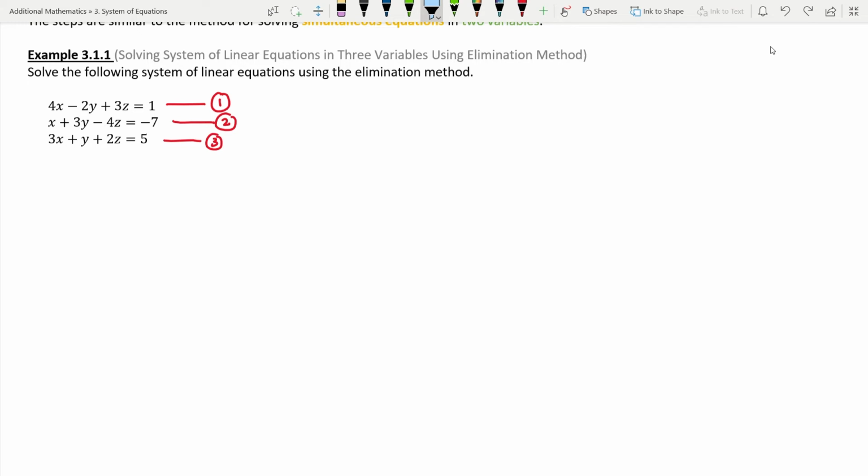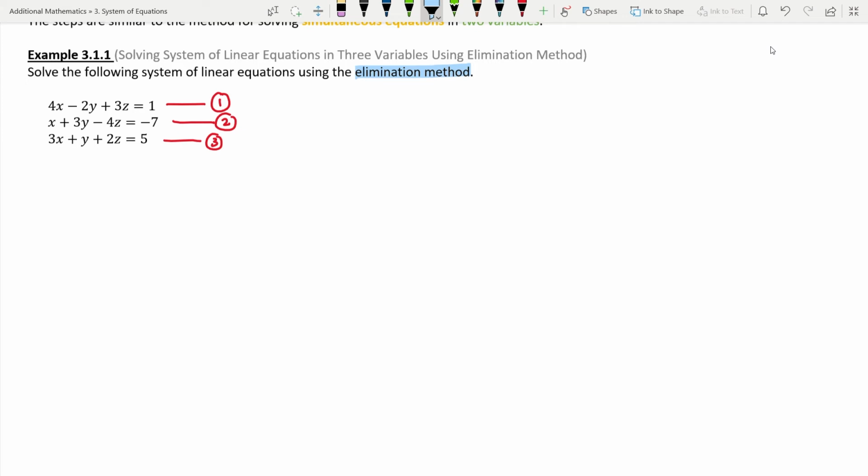This example specifically mentioned to use the elimination method. Let's observe the equations. For the variable x, equation 1 has the coefficient 4, equation 2 has the coefficient 1, and equation 3 has coefficient 3. None of them are the same. The same goes for variables y and z. Variable y has coefficients negative 2, 3, and 1 respectively, and the variable z has coefficients 3, negative 4, and 2 respectively.